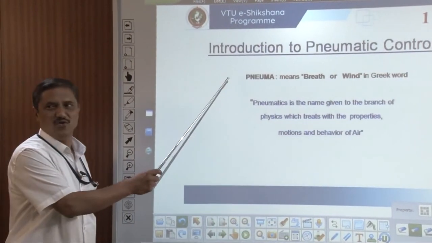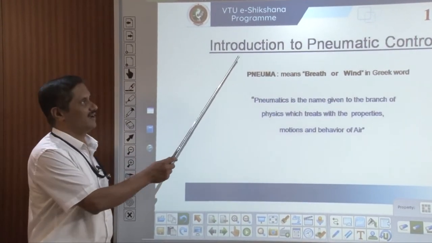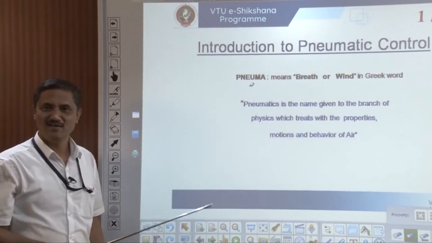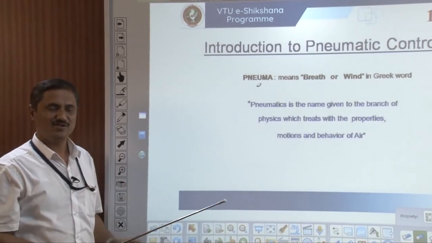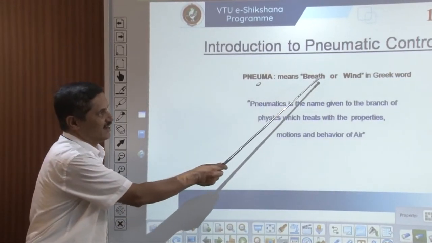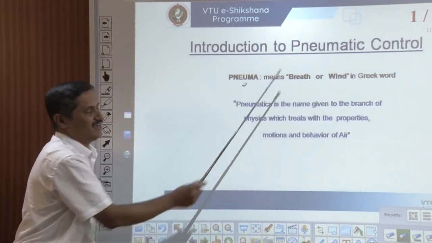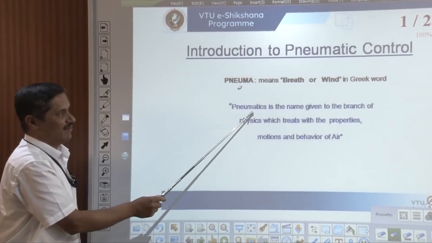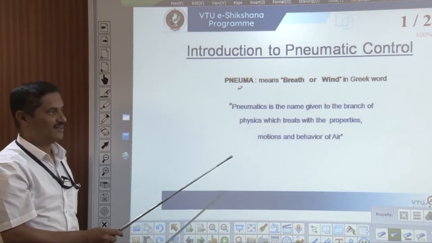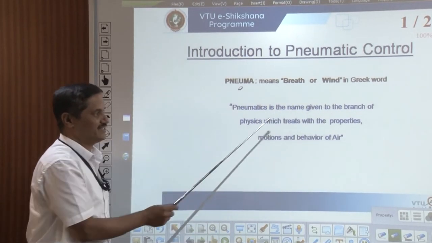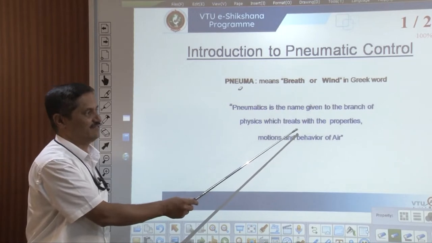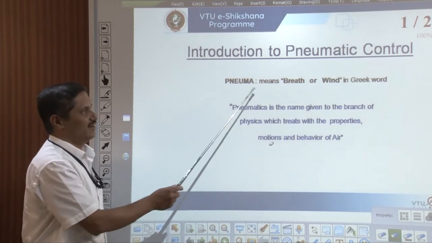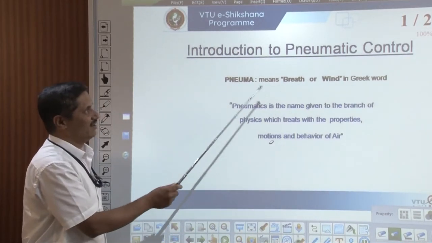As you all know, introduction to pneumatic controls. Pneumatics: pneuma means breathing. What we breathe is air. It is a Greek word. Pneuma means breathing, so pneumatics is the name given to the branch of physics which deals with the properties of motion and behavior of air. So today we will be talking about pneumatics.